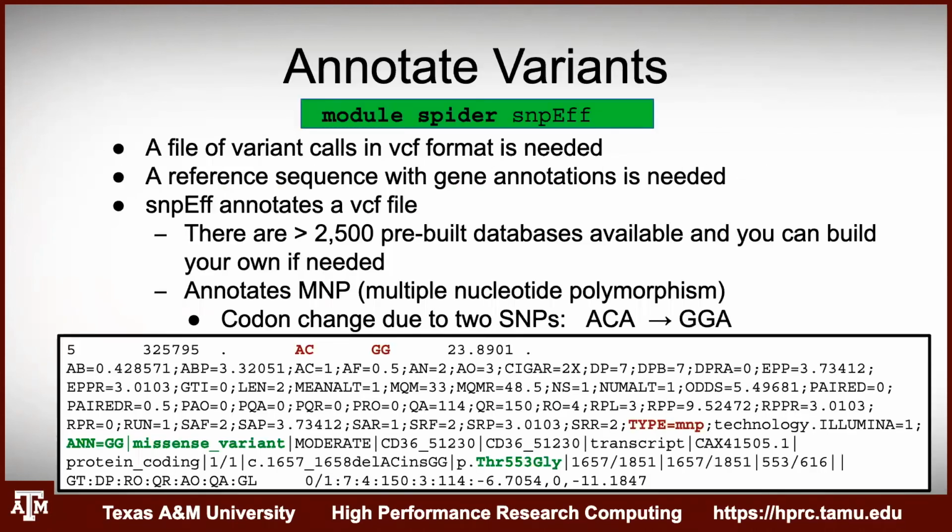You can also annotate variants with SnpEff. What you need is a VCF file and a reference sequence with gene annotation. That's going to be a GFF or a GTF file from Ensembl or NCBI. SnpEff annotates the VCF. There are a number of large databases available to it, but you can also build your own. It also annotates multiple nucleotide polymorphisms. You can see right down here.